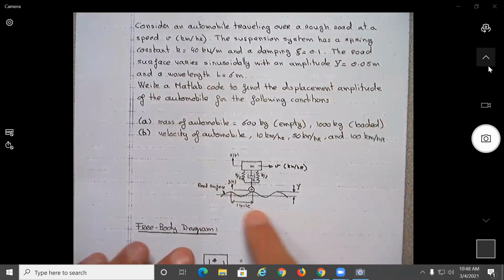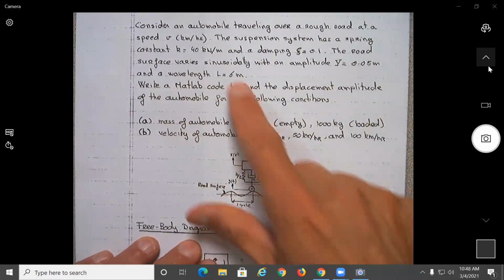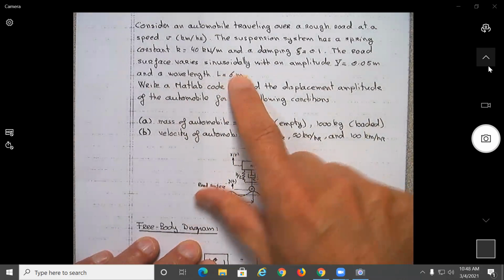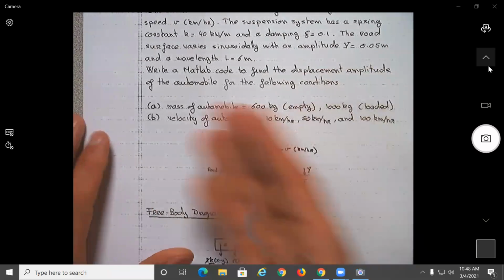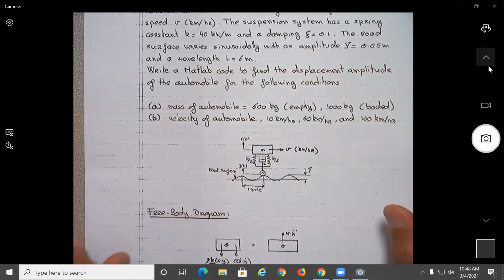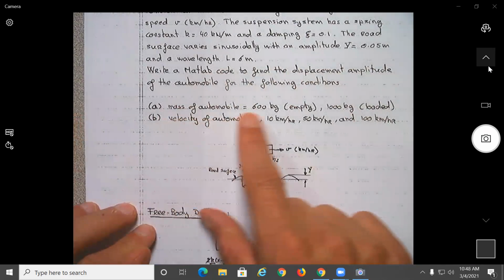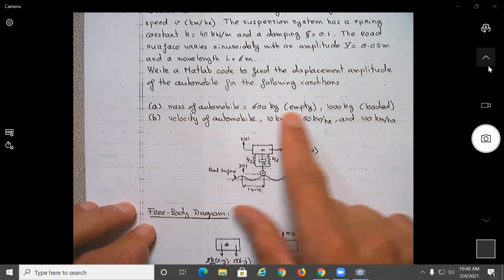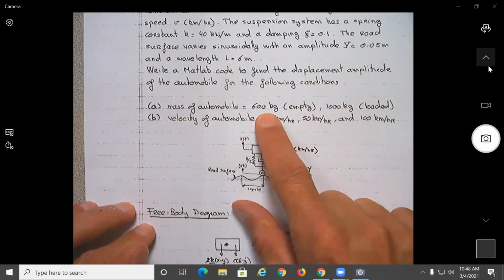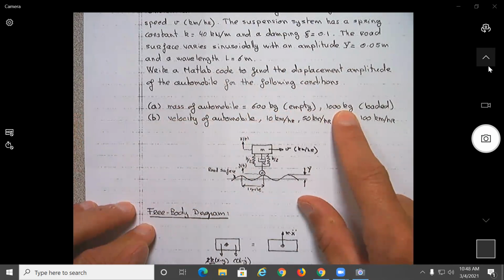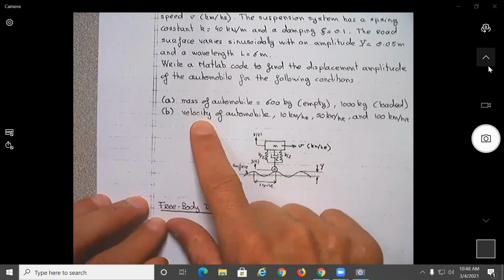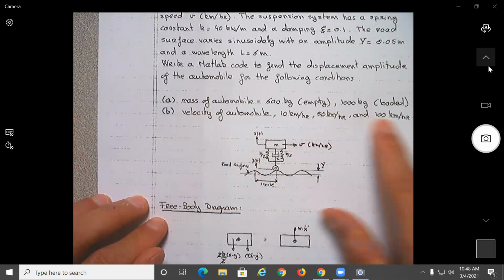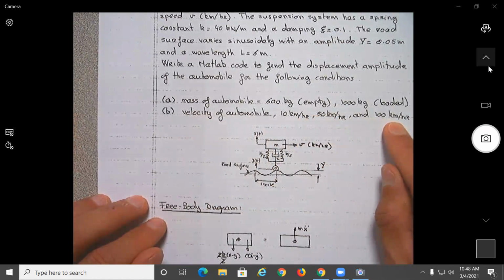So what does that mean? That you will have a bump every 6 meters, no? Basically, so we'll vary it this way. Okay, so it looks like I put over here, write a MATLAB code to find the displacement amplitude of the automobile for the following conditions. Mass of automobile is 600, so for m equals 600, m equal 1000 loaded, and for different velocity of the automobile, which is 10, 50, and 100.